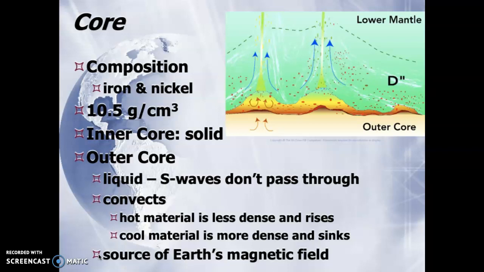It's very dense material. The inner core is a rigid solid. So we're going to kind of leave it at that. It's solid iron and nickel. Kind of very interesting if we could get a piece of it, but we can't.